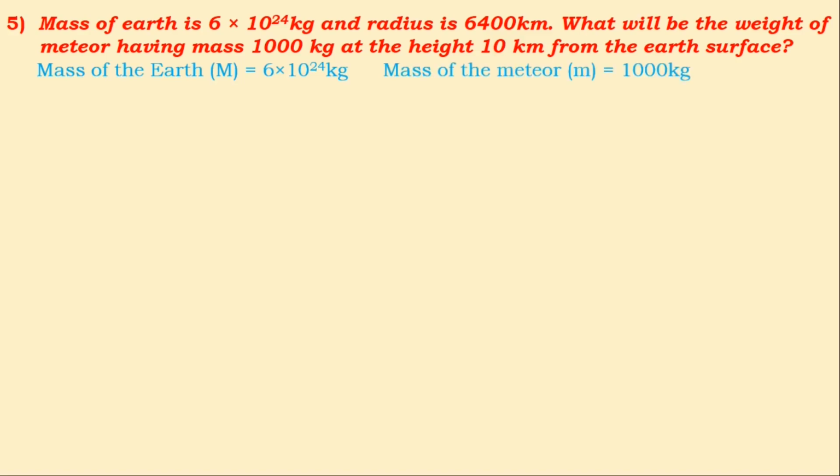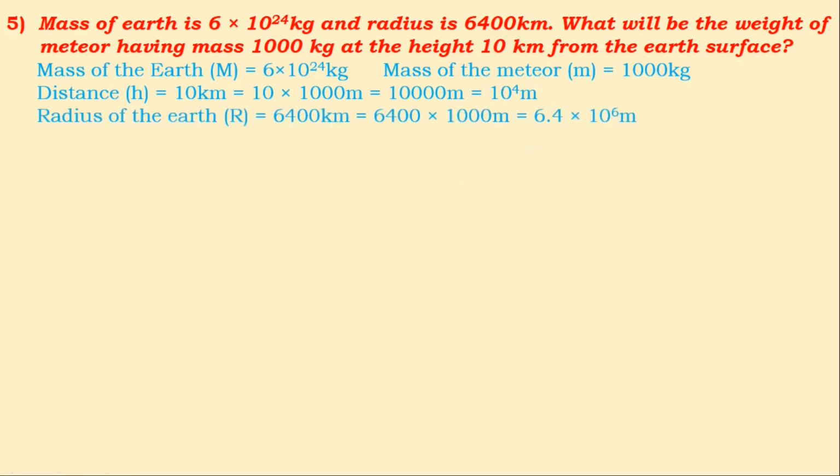We are writing given information, mass of earth capital M 6 into 10 power 24 kg, and mass of the meteor. In comparison to the earth, meteor is very small and it is at certain height, it can be taken as small m, this is 1000 kilogram. Now other information, distance means height from the surface of the earth is 10 kilometer. Kilometer is converted into meter by multiplying it with 1000, because we are using SI system, and it becomes 10 to the power 4 because 1 having 4 zeros means 10 to the power 4.